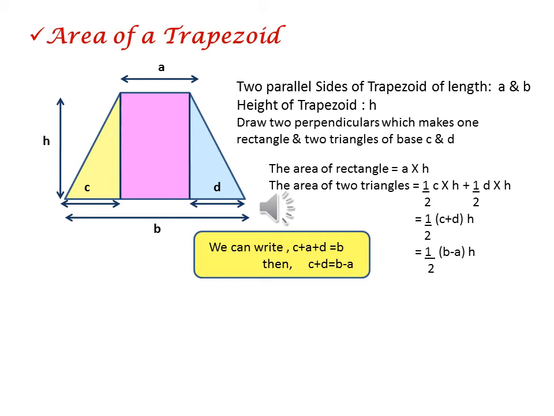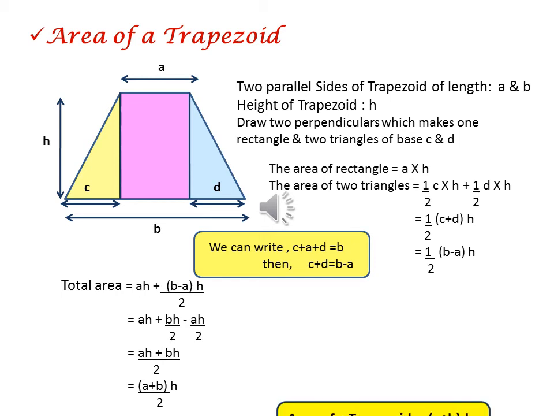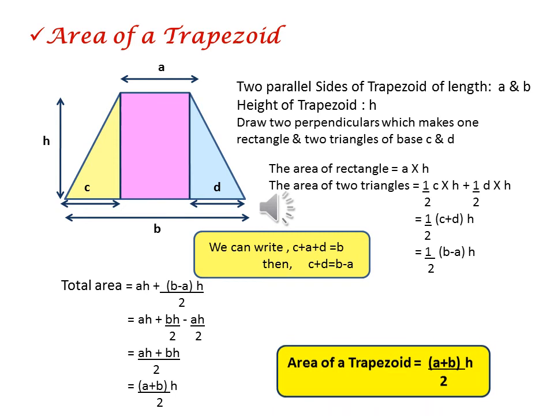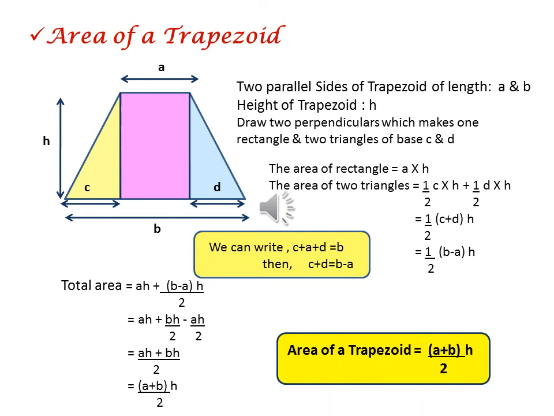So for calculating the trapezoid area, we have to add the area of rectangle and the area of two triangles. So total area becomes ah plus (b minus a) into h by 2, and that is ah plus bh by 2 minus ah by 2. So the total area of the trapezoid becomes (a plus b) into h by 2.